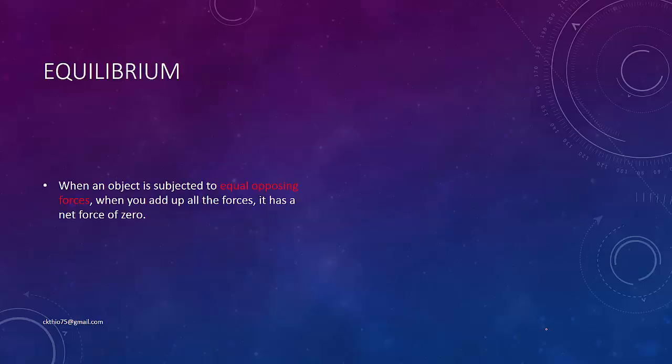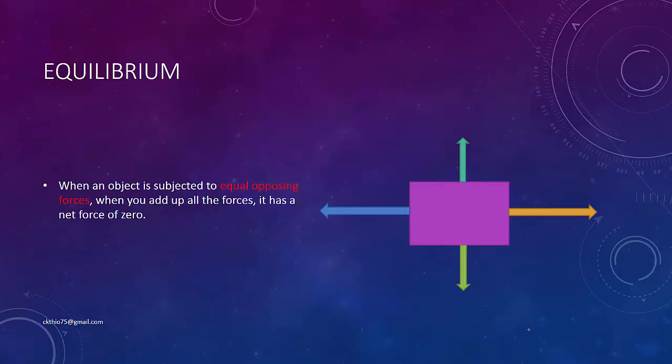Okay, equilibrium. When an object is subjected to equal and opposite forces, when you add up all the forces, it has a net force of 0. So what we mean is that if your object has equal and opposite forces, it has a net force of 0, and this is what we know as equilibrium. So if you have up and down forces that are equal, you have equilibrium, or net force of 0. This is known as translational equilibrium.